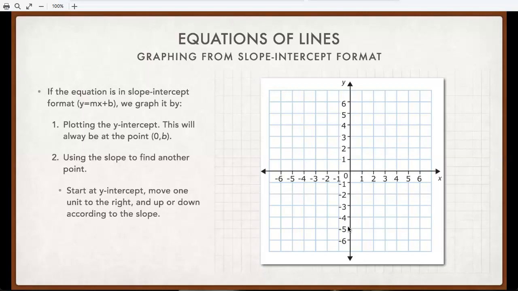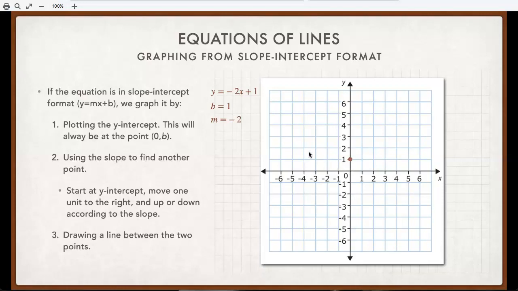What we'll do is we'll start at that y-intercept, we'll move one unit to the right, and then up or down according to the slope. Once we have those 2 points, then we can draw a line between them. Let's see some examples. First off, y equals negative 2x plus 1. So b is 1, and m is negative 2. Since b is 1, we know that our y-intercept will be at the point (0, 1), right there.